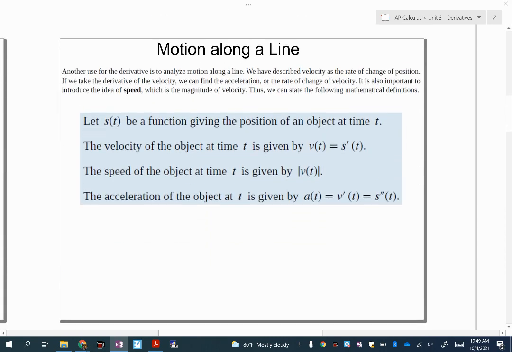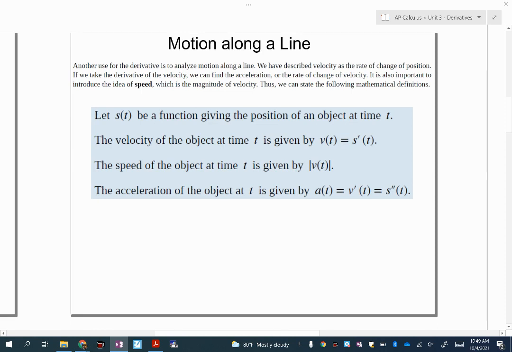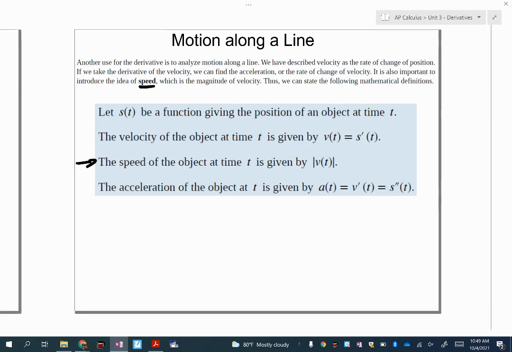Okay, let's talk about motion along a line. This is the kind of stuff we've already talked about: s of t being the position function, the velocity being the derivative of that, and the acceleration being the derivative of the velocity function. So s double prime of t is the acceleration of the object. The only thing we haven't talked about yet is speed, and speed is just the magnitude of the velocity. So essentially, just take the absolute value of the velocity, and that will give you the speed.